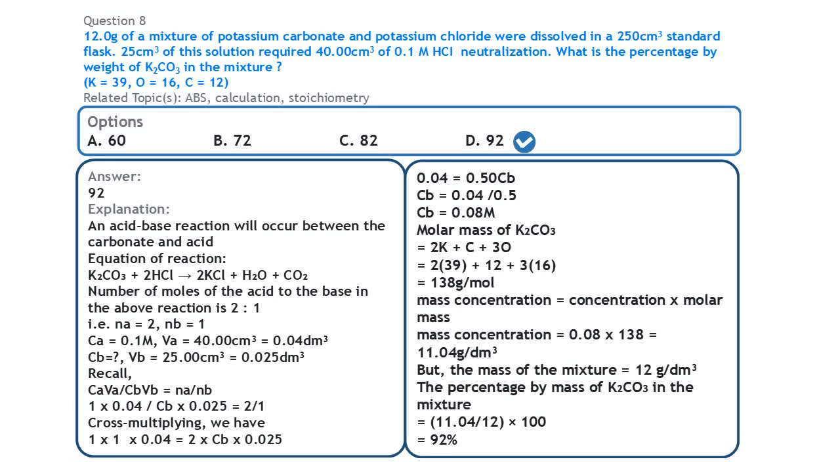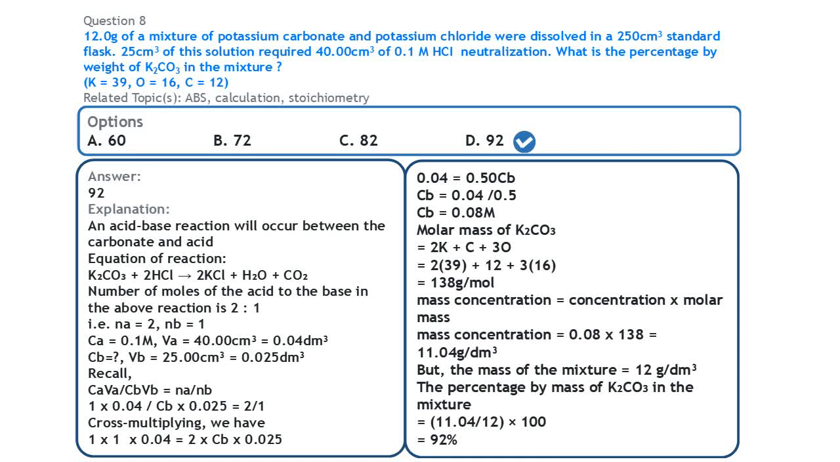40 cm cube, we convert it to dm cube, because this is mole per dm cube, so our unit needs to balance. To do that, we divide this by 1000 and we have 0.04 dm cube. The concentration of the base we don't know yet. The volume of the base is 25.0 cm cube. We convert this to dm cube by dividing by 1000. We have 0.025 dm cube.